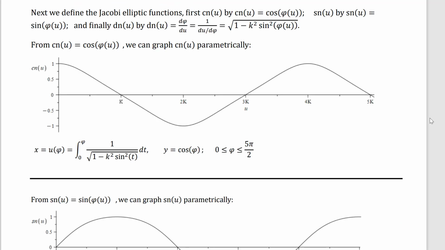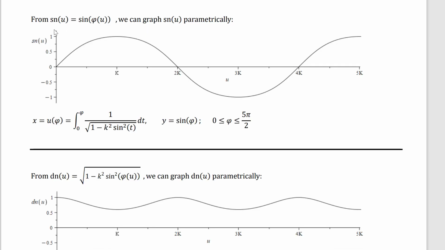So there's the graph. As we saw, cn of u is defined by cosine of phi of u. So to graph that, I'll graph y as cosine of phi, and that's the vertical axis, and the horizontal axis will be u of phi. I need the horizontal axis to be u if I want to graph cn of u. Right? So for y equals cn of u, the horizontal axis has to be u, so that's what we'll do parametrically. The vertical axis is then cosine of phi.